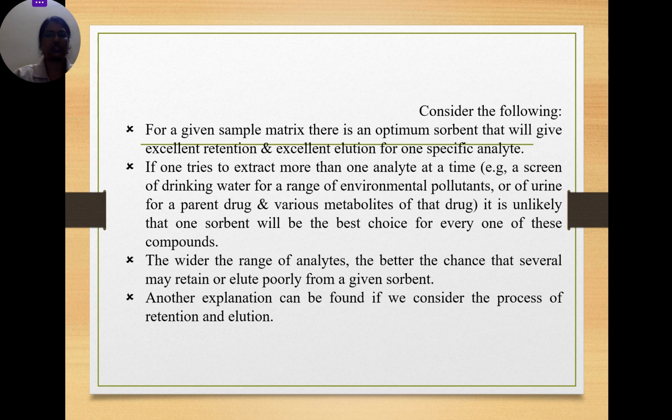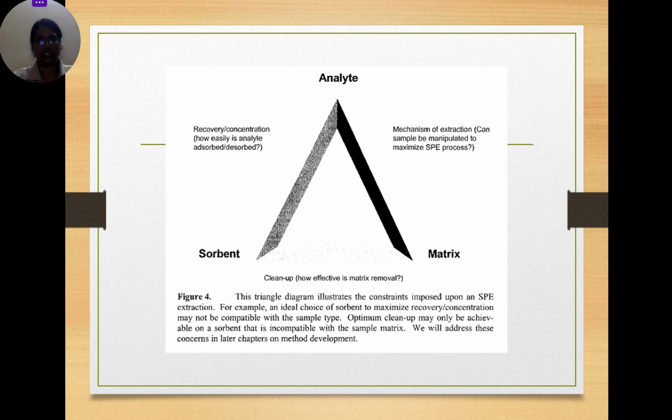Next, if we consider the process of retention and elution, that is also one problem. You can see here in the triangle diagram: analyte, sorbent, matrix. From matrix to analyte we use the mechanism of extraction. From the analyte to the sorbent, recovery as well as concentration removal is kind of difficult. So this diagram tells us how to select an ideal sorbent for recovery and for maximizing the concentration, so that it has to be compatible with the sample type. Otherwise we cannot achieve that.